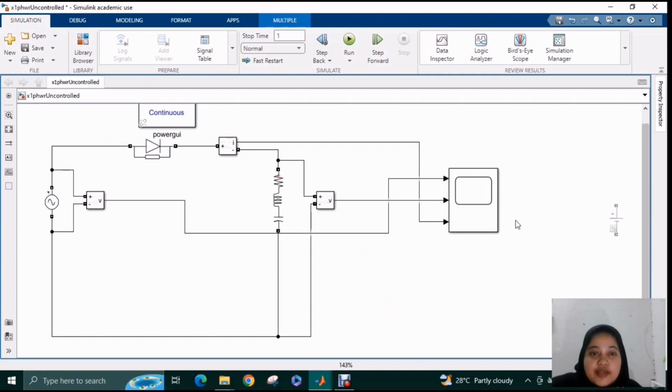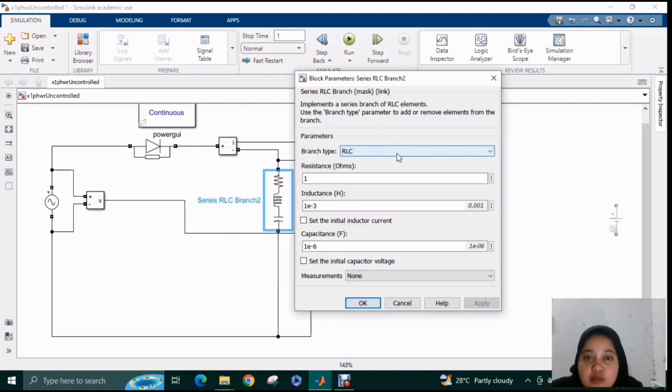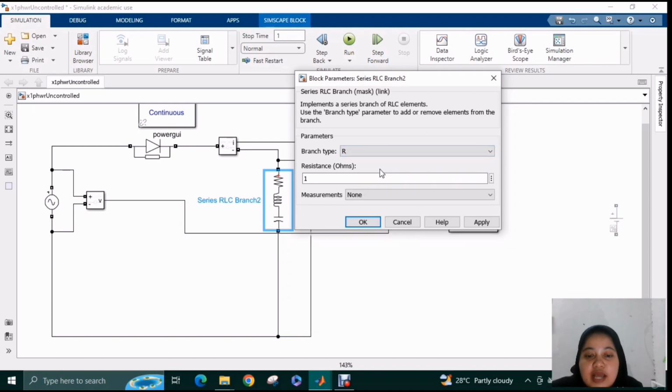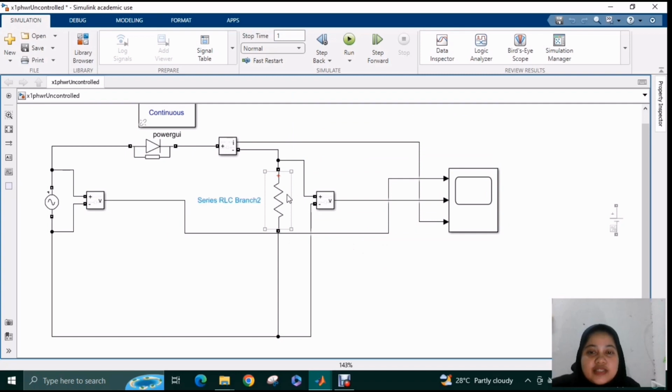Here I have my RLC branch, which is the load. First of all I need one R load, to see how the R load is working. This voltmeter, I connect the positive side to the positive terminal and the negative side to the negative terminal, so this is the output voltage. Same at the AC source. I connect the input voltage to the first port of the scope, the second one is the output, and the third one is the current.